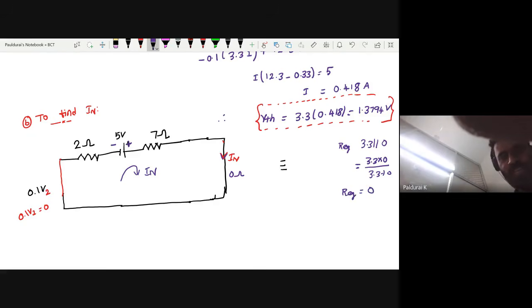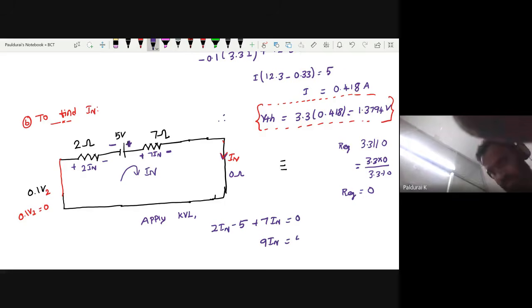So now how will you find IN? This is 2 plus minus, so 2 times IN. This is plus minus 7 times IN. Okay, so what's the value? Apply KVL. So minus 2 plus, so plus 2 IN. And this is minus 2 plus, so minus 5. And this is plus 2 minus, so plus 7 IN equals 0. So now 9 IN equals 5. So IN equals 5 by 9 amps.